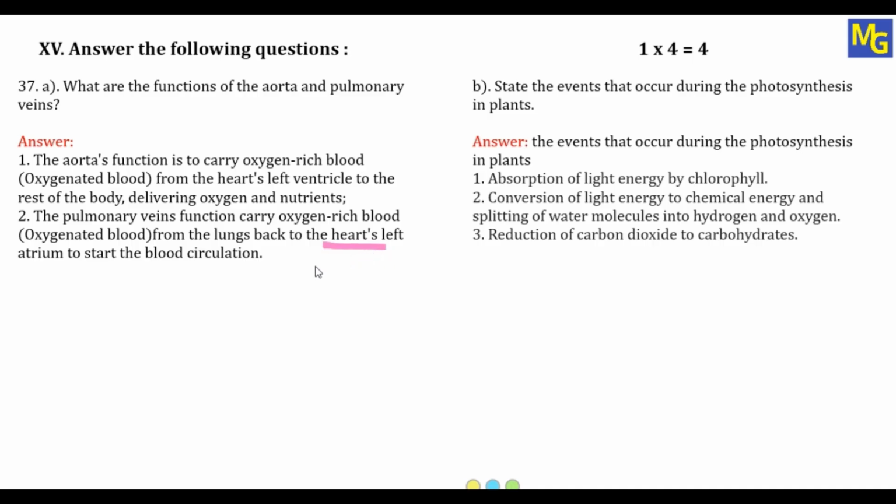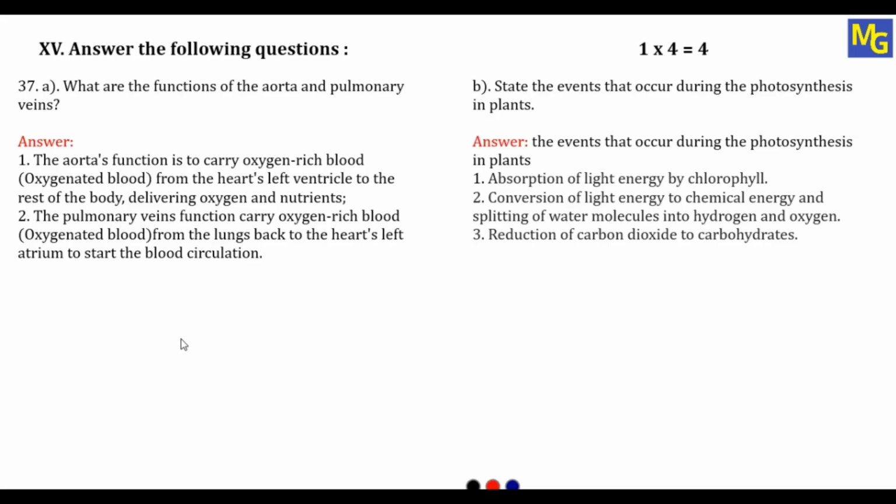So, as we all know, blood will be purified in the lungs. Once the blood is purified in the lungs, from lungs the blood will come to the heart in the left atrium, and that will be carried by these pulmonary veins. And once it comes into the left atrium, from here it goes to left ventricle, and from left ventricle aorta will carry this oxygenated blood to all parts of the body. We can understand it still in a clear way.